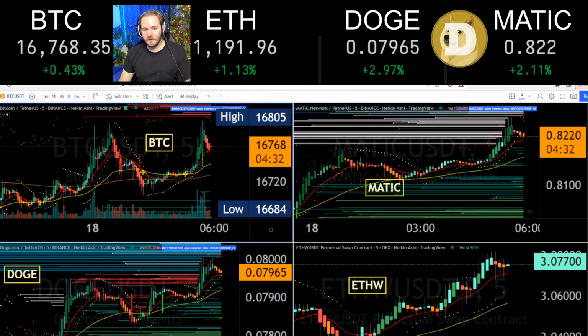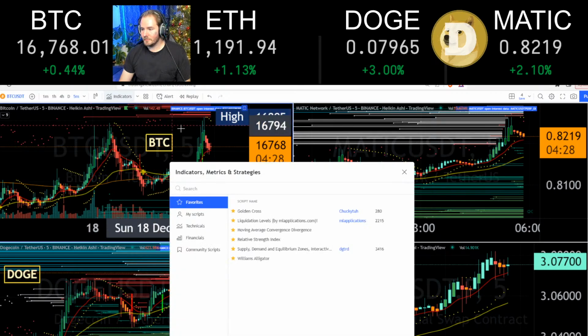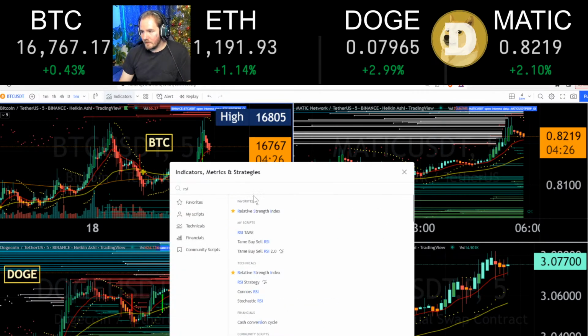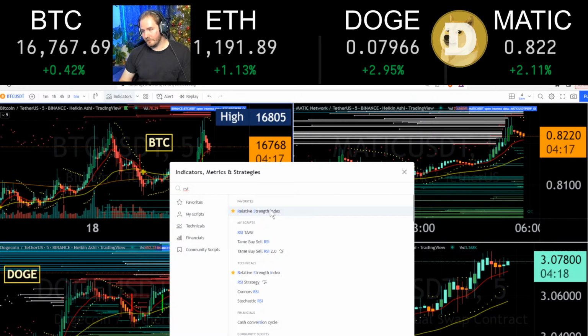Gotta drag this down just a little bit here. Go to indicators and look at RSI, relative strength index. This indicator is so helpful at predicting when to enter or exit a trade. You add it to your chart.